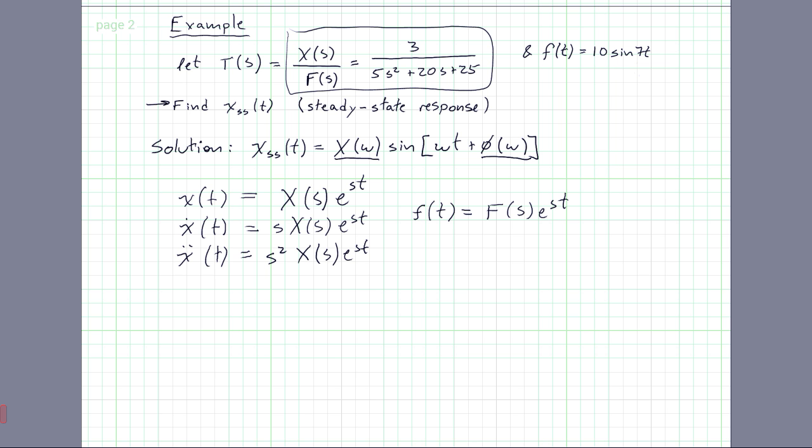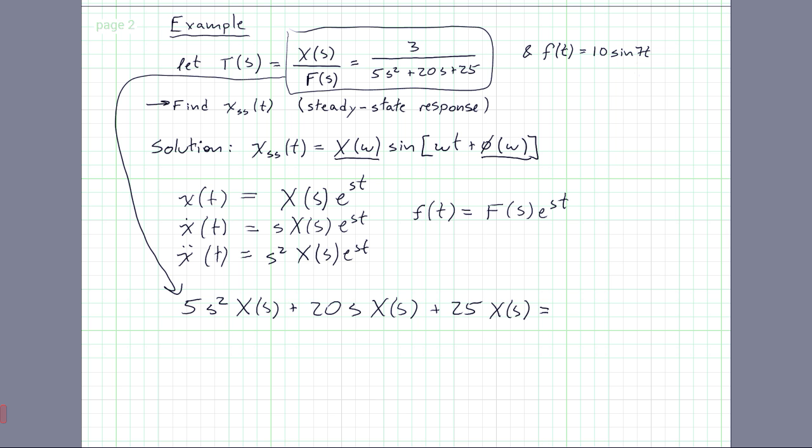Now let's grab this transfer function real quick, and I'm going to multiply through, kind of crisscross multiply. If I bring this denominator, 5s squared plus 20s plus 25, up to multiply by X of s, I'm going to have 5s squared X of s plus 20s X of s plus 25 X of s equal 3 F of s. All I've done is multiply through, so that's just one algebra step.